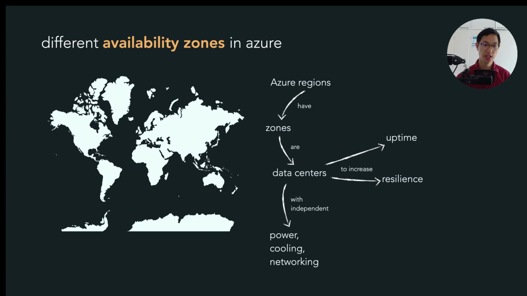For example, they have data centers with different power, cooling, and networking. If there's a power outage, they have backup generators within those data centers. And if that goes off, then they mirror your data into another zone with independent power, cooling, and networking, which means that you still have your uptime. In this way, your web app, for example, won't go down, so that your customer can still enjoy your app, even if there's a major outage.